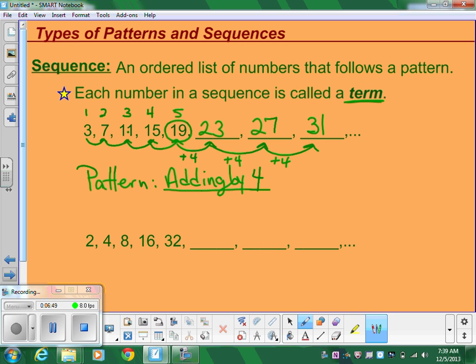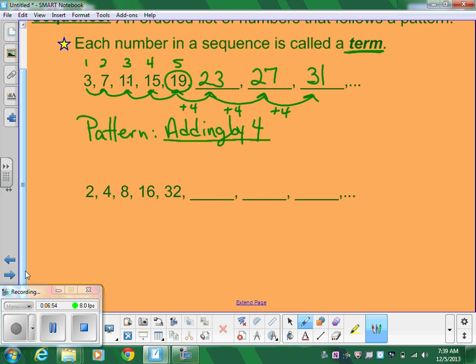Let's look at our second example. Once again, we have 1, 2, 3, 4, 5 terms already listed out for us. Let's determine the pattern. What do you observe in this sequence?